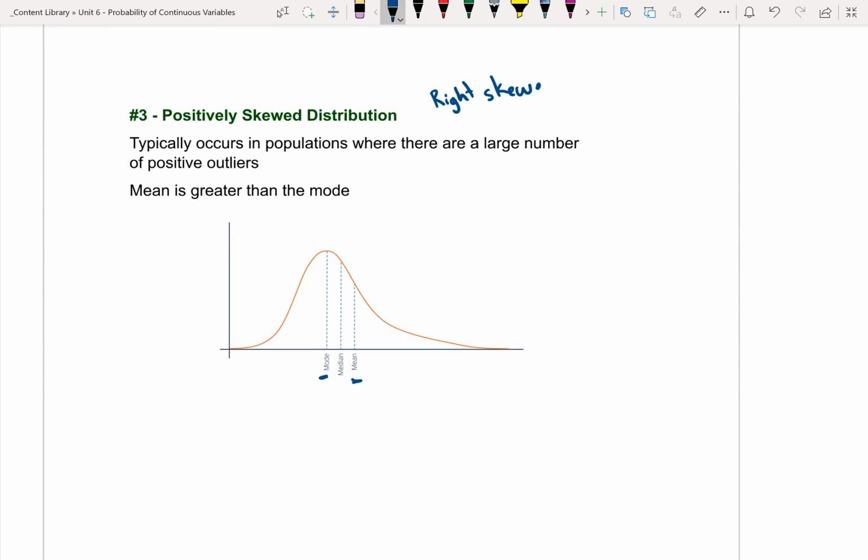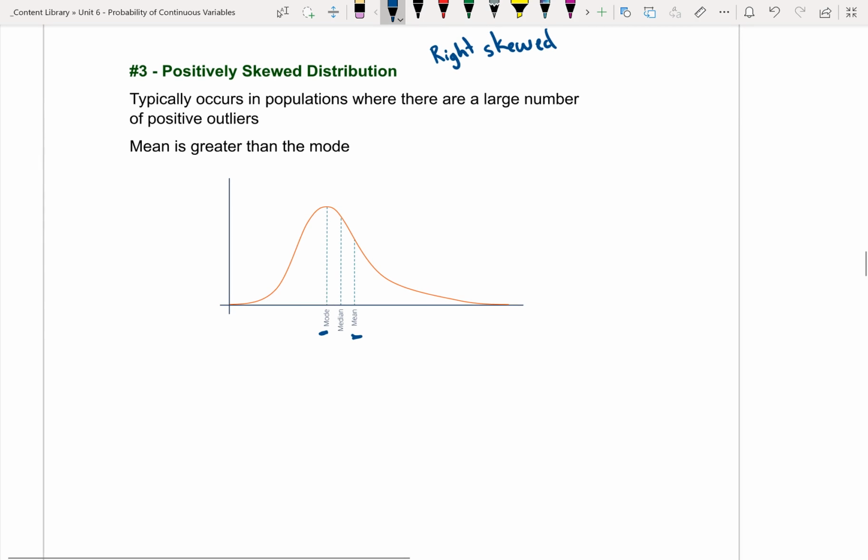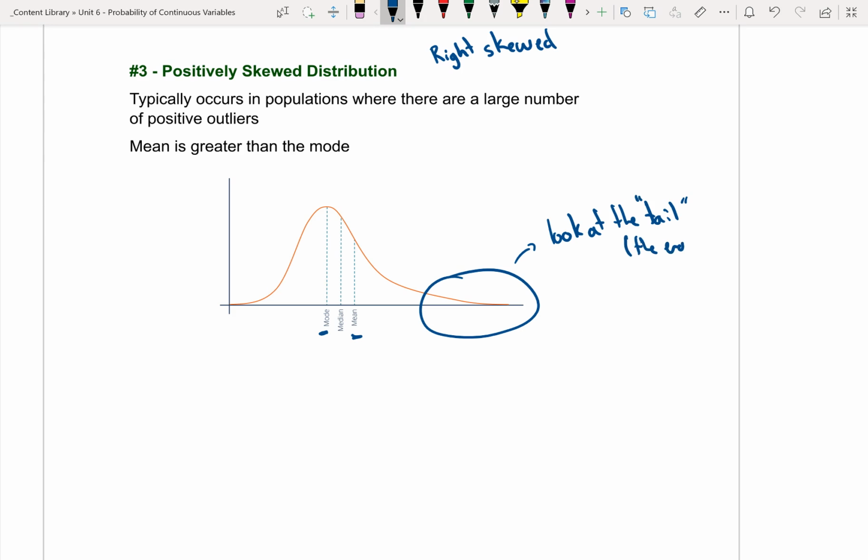Basically, how you can determine if the graph is that, you look at the tail. Wherever the tail is tells you what type of skewness it is. The tail's on the right side, so it's right skewed, or it's in the positive end, so it's positively skewed. Basically, you just look at the tail, or basically the end of the graph.